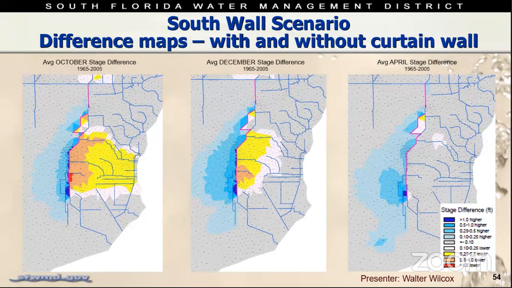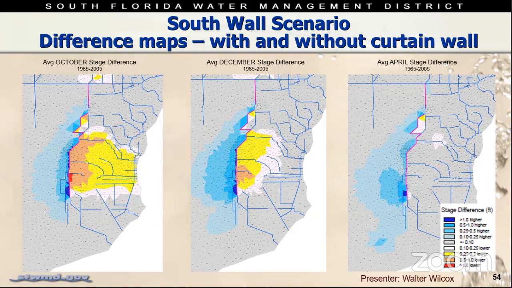So what I'm going to take you through is a series of slides that look at these different wall configurations, and we're starting with the south wall scenario. And what you see here is 3 maps that from left to right move you through the end of the wet season into the dry season. And so the first map on the left is an average stage for the month of October over the entire simulation period. And so for these models, we run climate record. That's what you see, the 1965 through 2005.